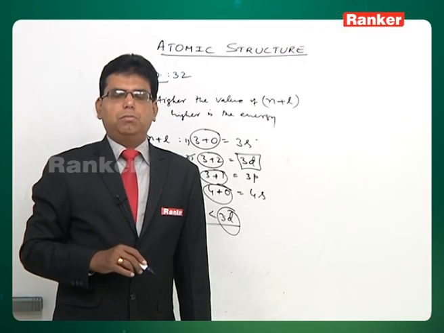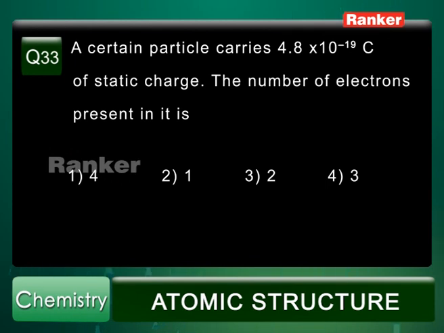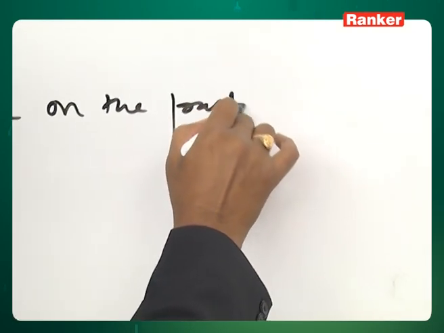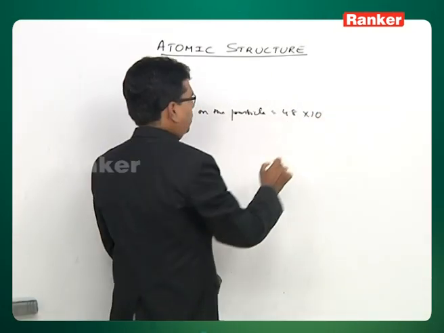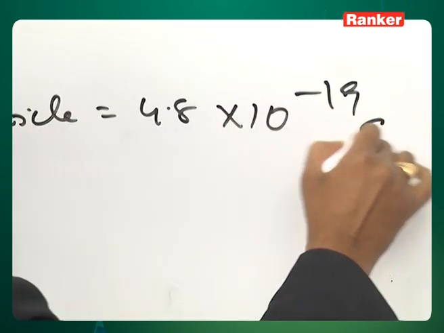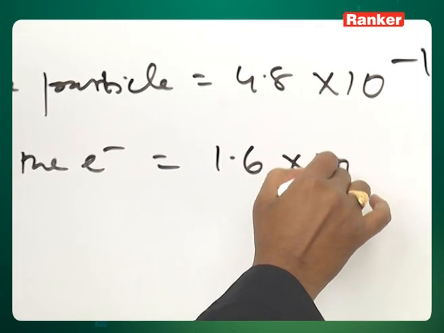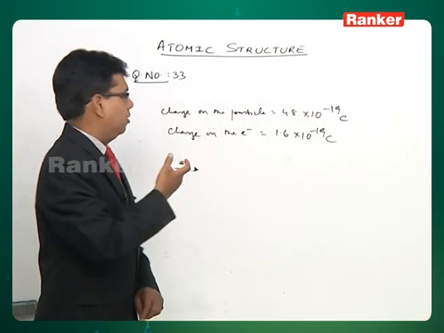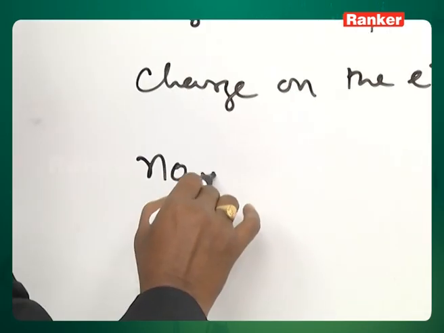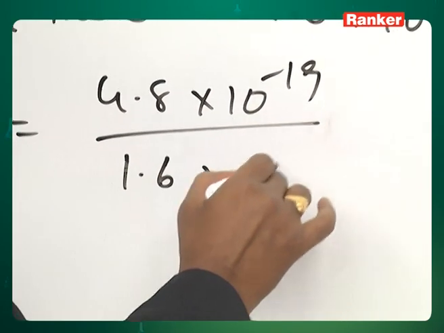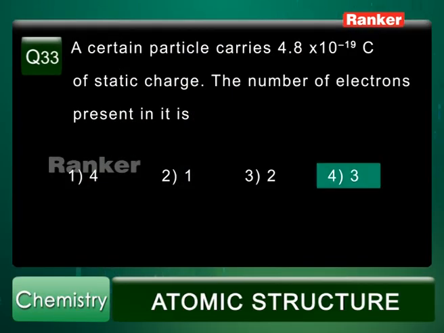Now let's move on to question number 33. This question is regarding the charge and the electron. Again, the basic concept. A certain particle carries 4.8 into 10 power minus 19 coulombs of static charge, and the charge on the electron is 1.6 into 10 power minus 19 coulombs. So how many electrons are present in this particle? Number of electrons present on the particle is equal to charge of the particle by charge of the electron, that is equal to 3. So the correct answer is option 4, 3 electrons.